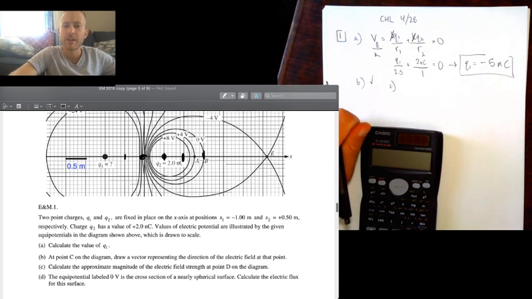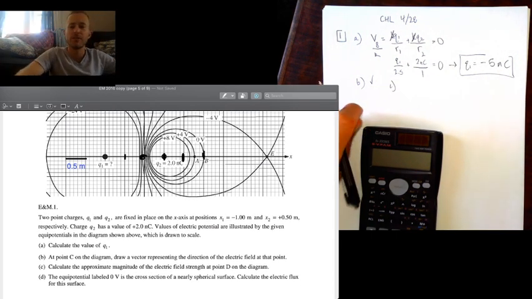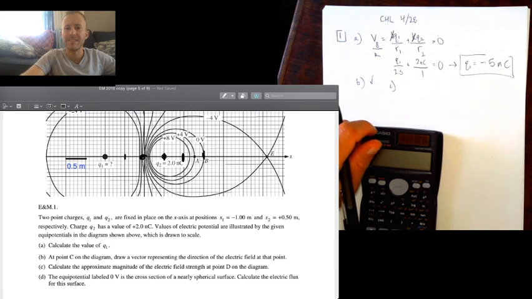C says, calculate the approximate magnitude of the electric field strength at point D on the diagram.